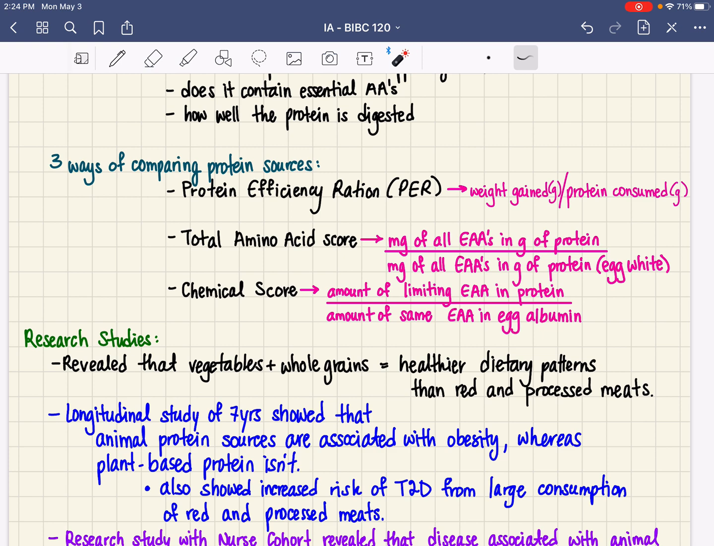Now, I'm pretty sure Dr. Hampton said that you probably won't be calculating anything on the exam. Just know the differences between these three evaluation techniques, and just know the definitions and what the small equations entail, okay?